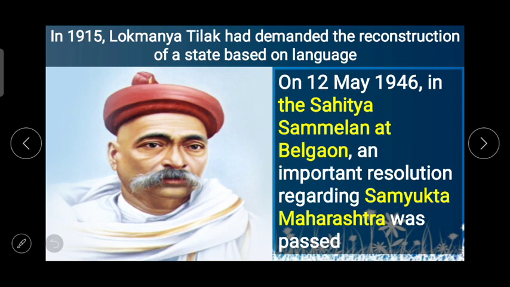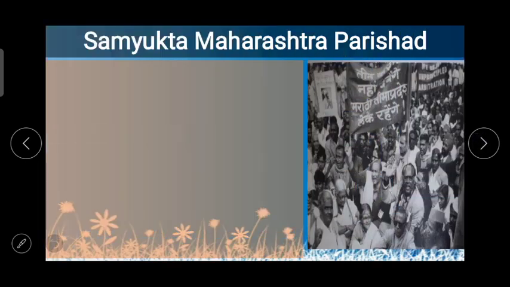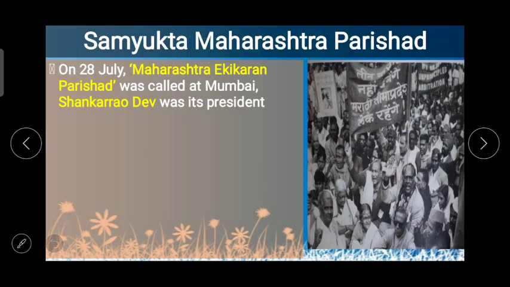But after 15th August 1947, the movement everywhere in the country started. So on 12th May 1946, in the Sahitya Sammelan at Belgaum, an important resolution regarding Samyukt Maharashtra was passed. So here moves started, we can say. And now on the screen, Samyukt Maharashtra Parishad.